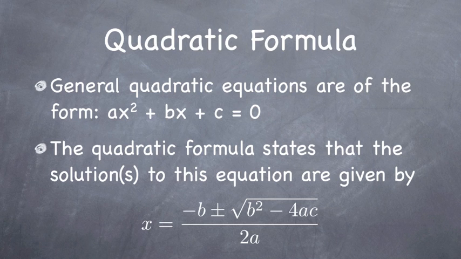That's going to occur when our b squared term is greater than the 4ac term. We could have one real solution. That will occur when b squared equals 4ac. And there's also the possibility that we'll have two complex solutions. That will occur when b squared is less than 4ac.